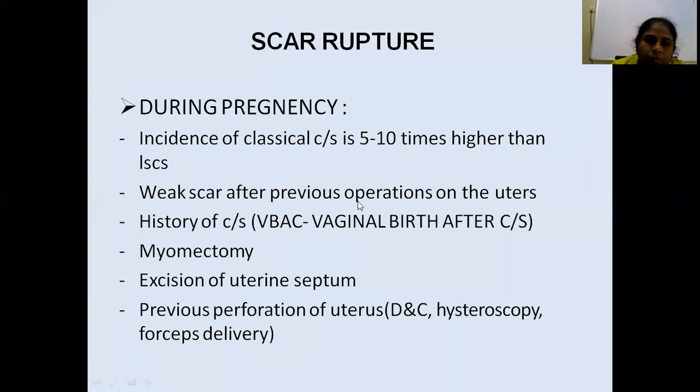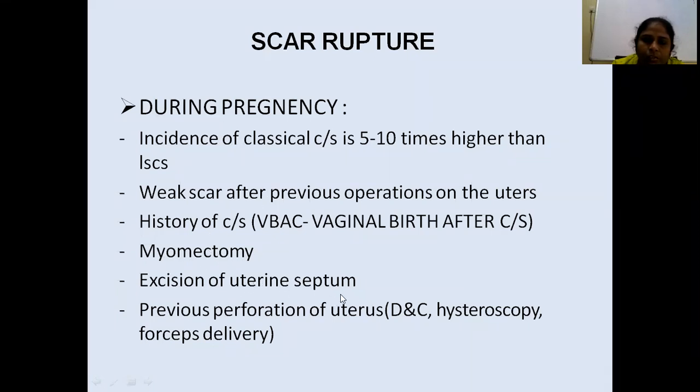There will be a weak scar if there are any previous operations on the uterus, or if you have tried VBAC. VBAC means vaginal birth after cesarean section. Then if she has undergone previous myomectomy, say at the time of marriage she detects that a fibroid is there, she is not able to conceive, it is a big fibroid, she will go for myomectomy, removal of only the fibroid, also called myoma or leiomyoma. Ectomy means removal. If she has undergone a fibroid surgery, then there is a chance of a scar rupture.